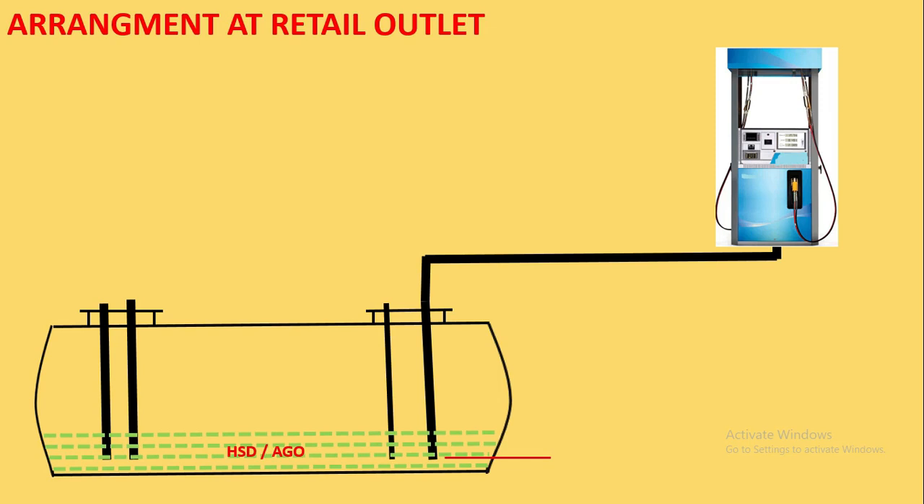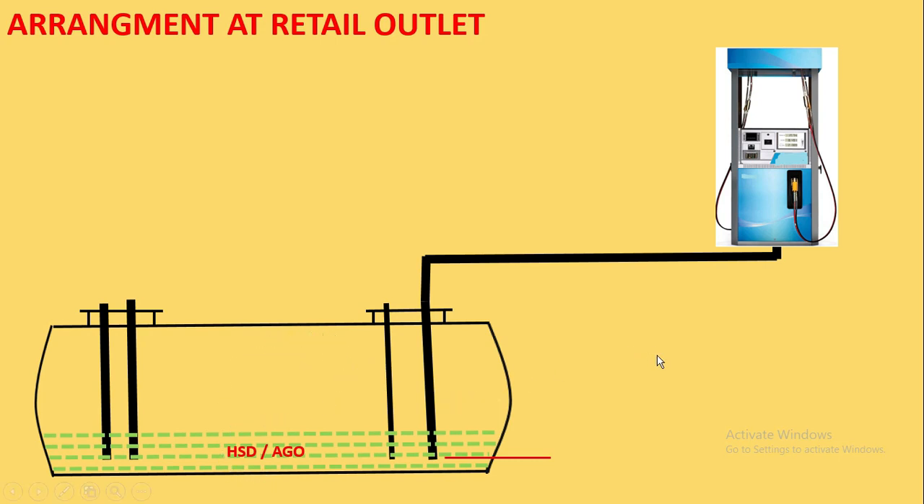Now let us analyze how the arrangement at the retail outlet is. This is the underground storage tank for HSD or AGO, which is connected to one or two dispensing units. More importantly, this red line which you are seeing here is the dead stock line, because beyond it the pump cannot suck the product from the tank. This dead stock level you can find from the calibration chart available with you for this particular tank.